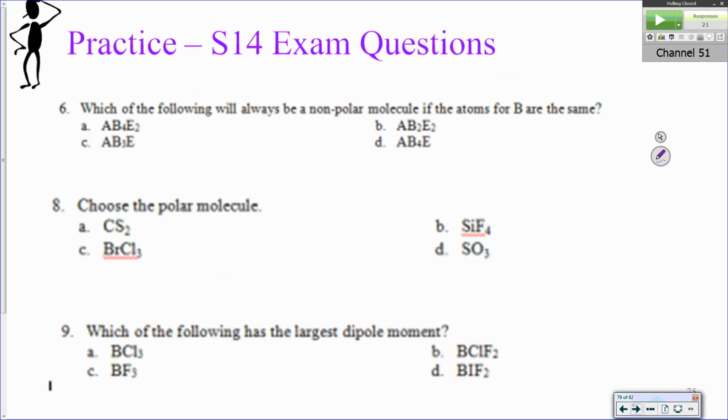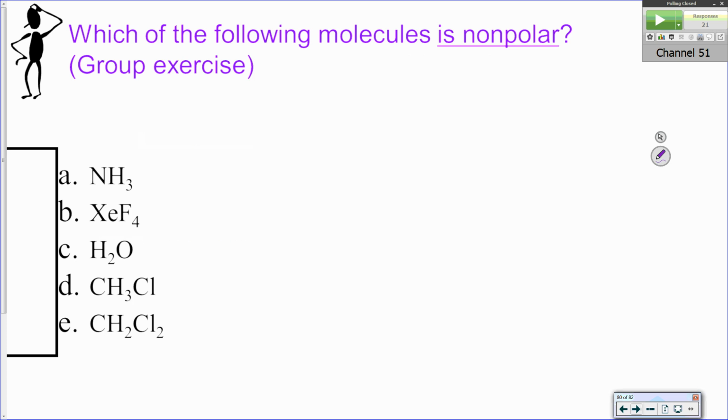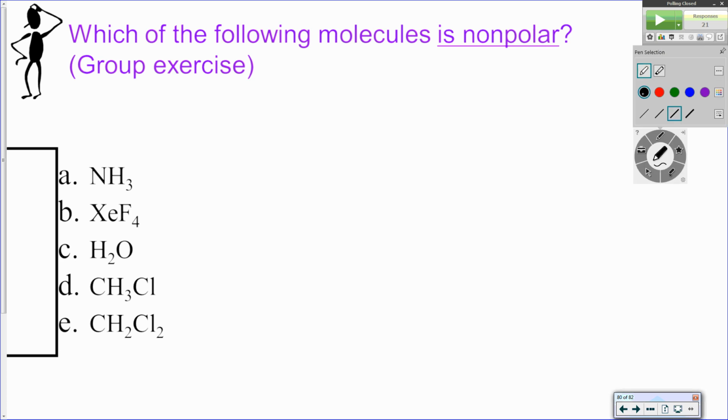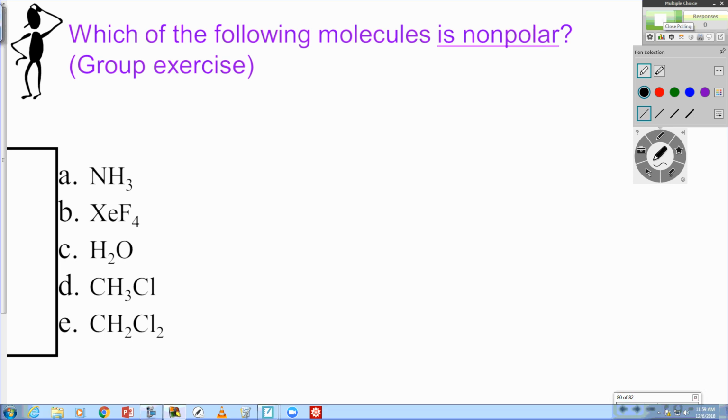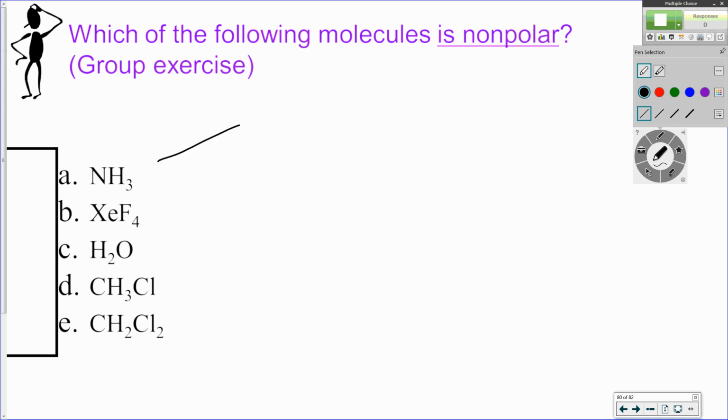All right. There are some example questions off the old exams. We're going to do that later. So, let's figure out which one of these is a nonpolar molecule. We're doing it as a group. I'm going to try to help you out a little bit. We're going to, as a group, do some Lewis structures, so maybe if we get the Lewis structures right, you can figure this out.